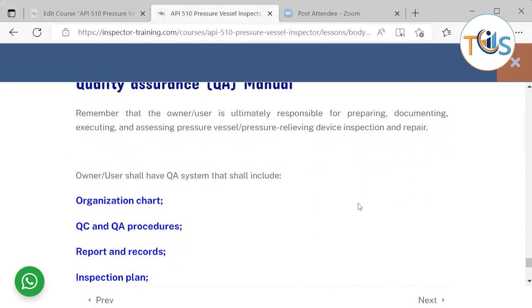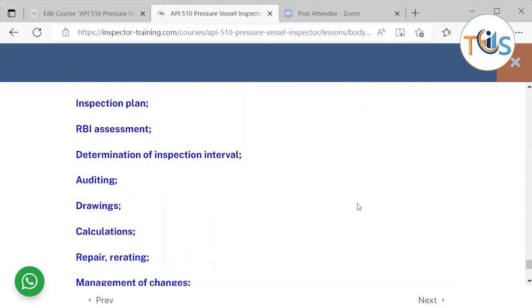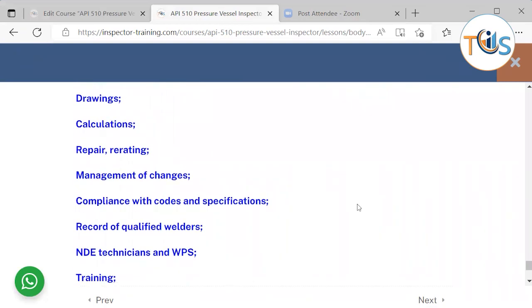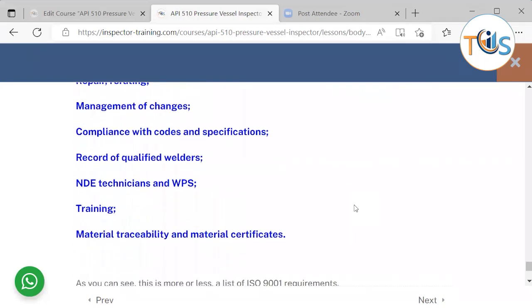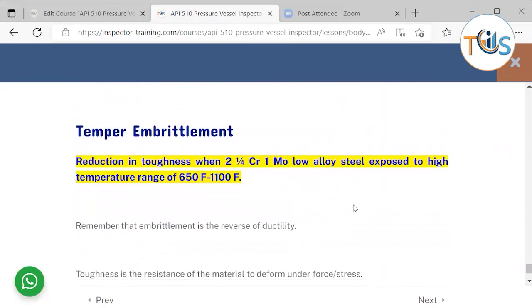The quality assurance manual is a quality management system, and it includes the org chart, procedures, reports, resources, and plan. If there was any RBI assessment, determining the inspection interval, auditing to see that everybody is working according to procedure and there is no non-conformity. Documentation such as drawings, calculations, repair ratings, resources, and any management of changes that has been documented, any evidence to show that they are compliant with the codes and the specification, and the resources of qualified builders and qualified technicians and approved WPSs, welding procedures, training, material traceability, and material certificates. So this is more or less a list of ISO 9000 requirements.